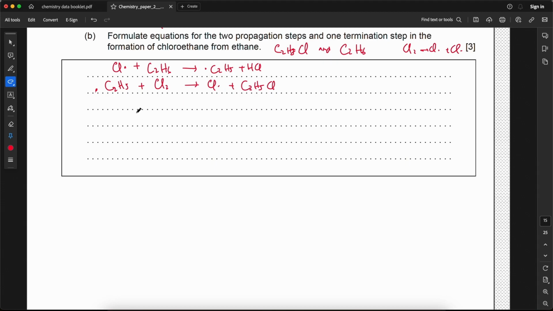And termination involves the combination of reactive intermediates to form stable product. So the reactive intermediates will react with each other, forming a stable product. It could be C2H5 plus C2H5 will produce C4H10, or C2H5 plus Cl radical produce C2H5Cl.